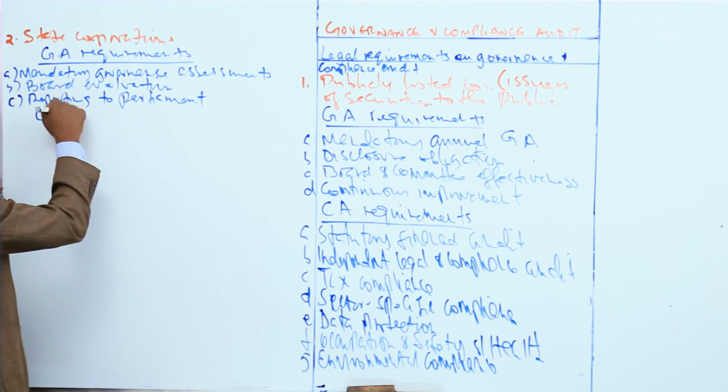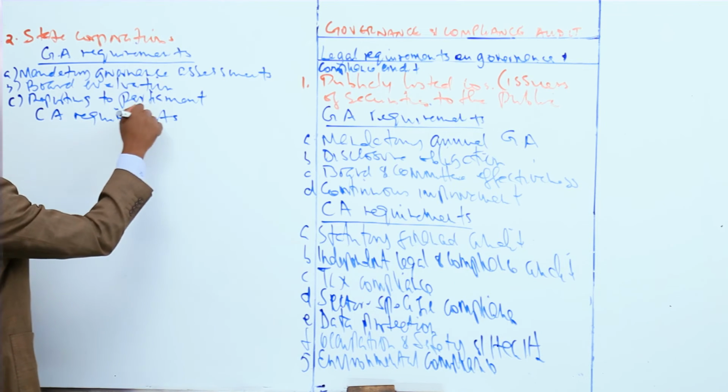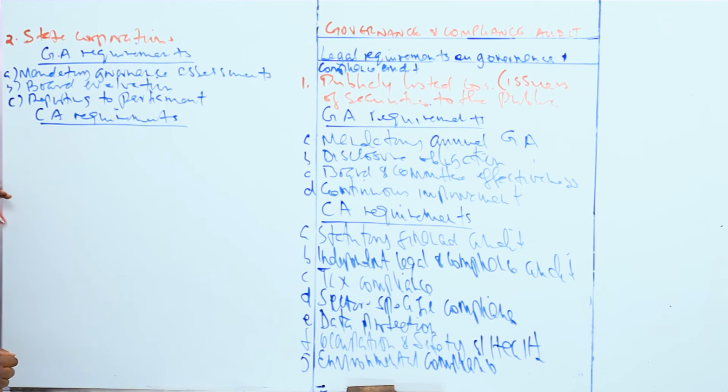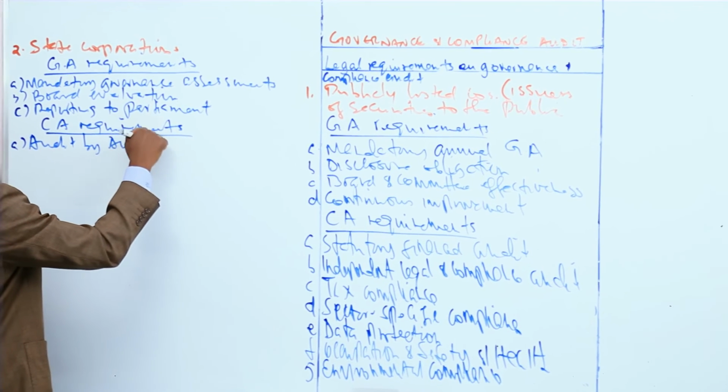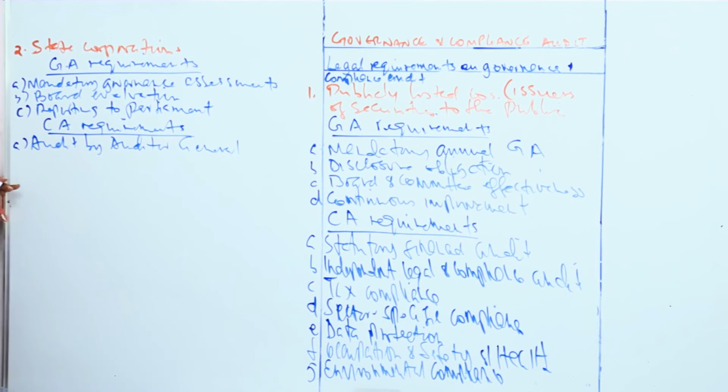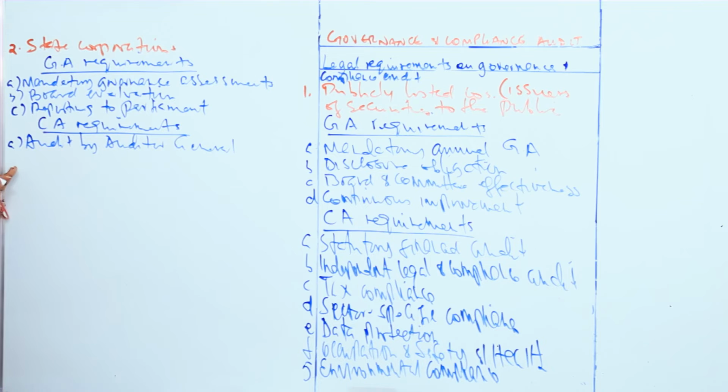Then we have compliance audit requirements. What are the compliance audit requirements for state corporations? The first is audit by the Auditor-General. They are required to be audited by the Auditor-General. The Auditor-General is constitutionally mandated under Article 229 and empowered by the Public Audit Act to audit the accounts of all public entities, and this includes financial audits, which ensure public money has been applied lawfully and in an effective manner, and that financial statements comply with public sector accounting standards. So that's the first audit, financial audit.